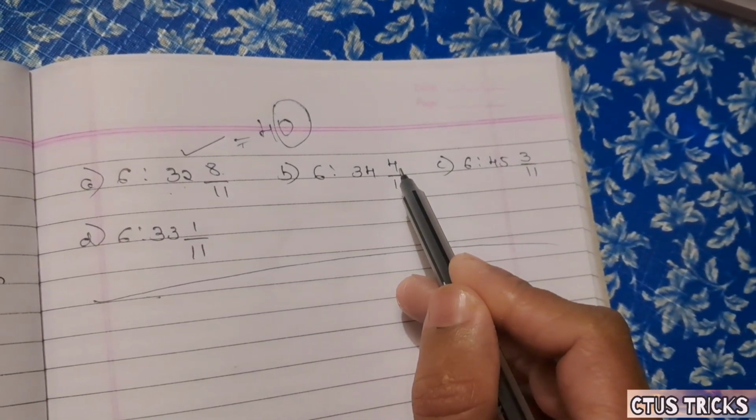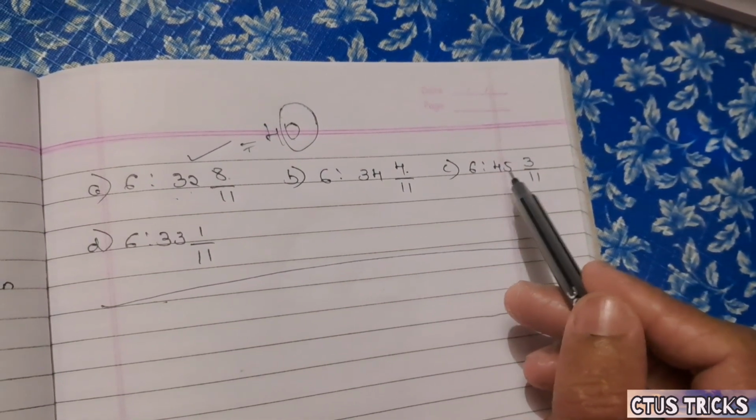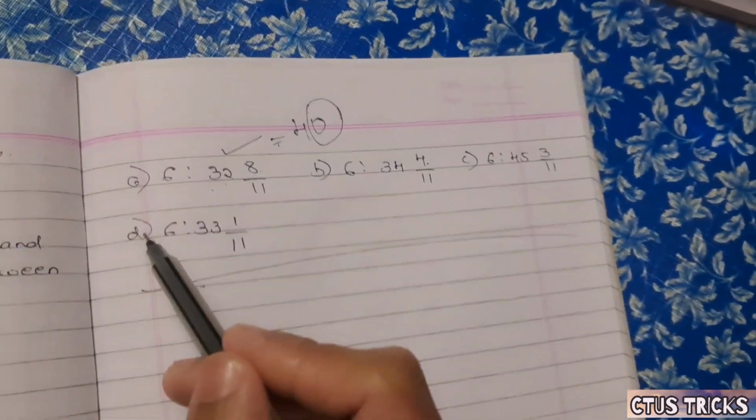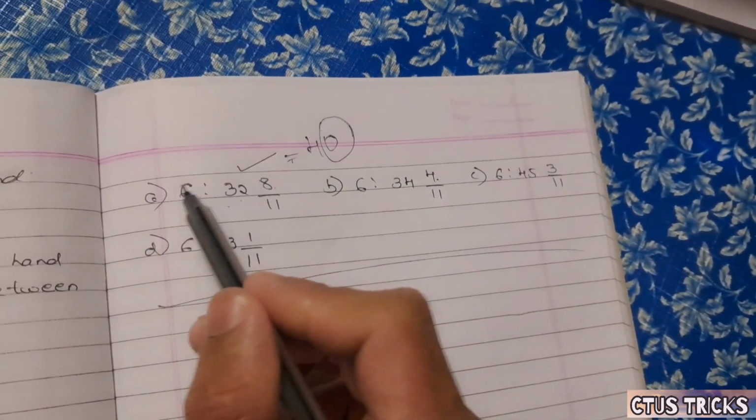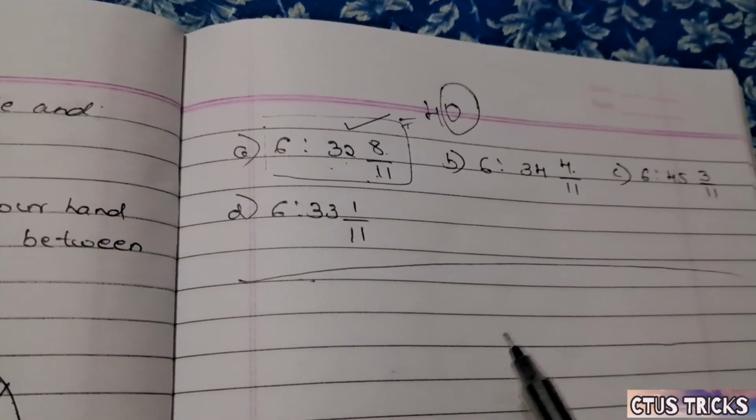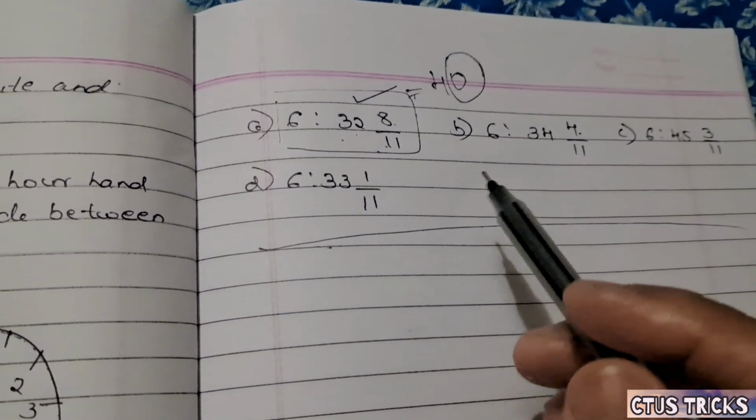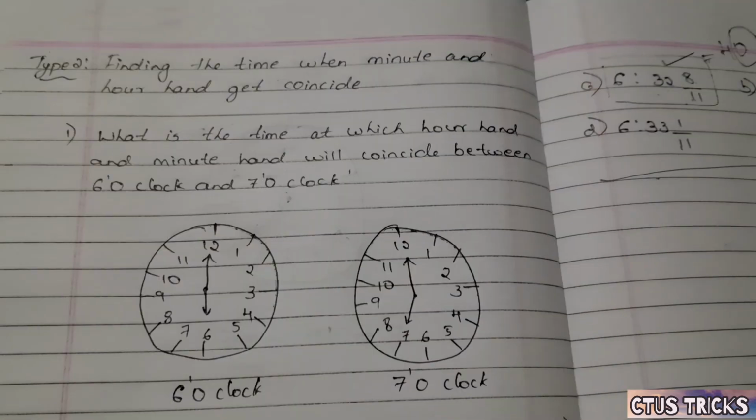34 plus 4, it will be 38, so the units digit will not be 0. Same in the case of 45 plus 3 and 33 plus 1. So 6:32 8 by 11 is the right answer. In most of the cases this technique will work. If not, definitely it will help to eliminate the options.